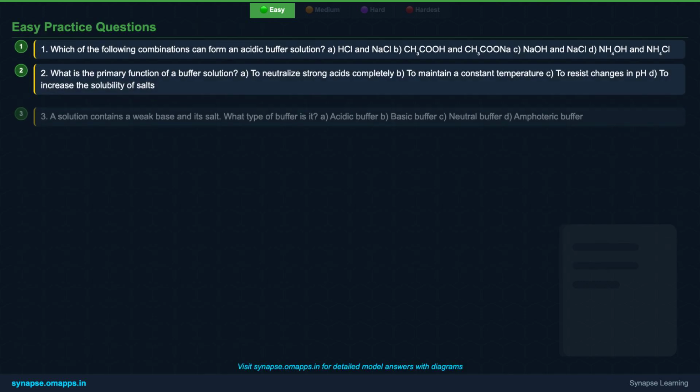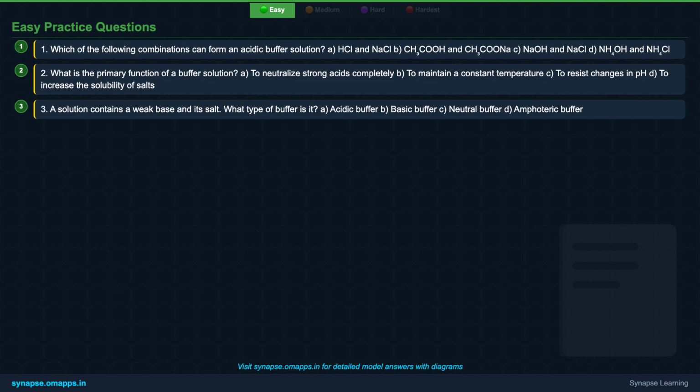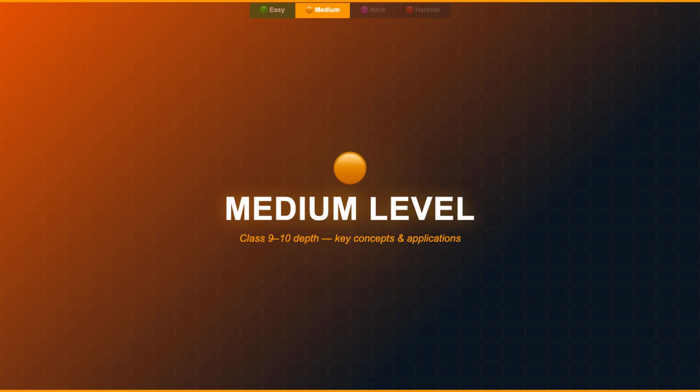Time to test your foundational understanding with some quick practice questions. These will help you confirm your grasp of what a buffer is, its basic components, and its primary function. Take a moment to think about each one before moving on. Ready to deepen your knowledge?